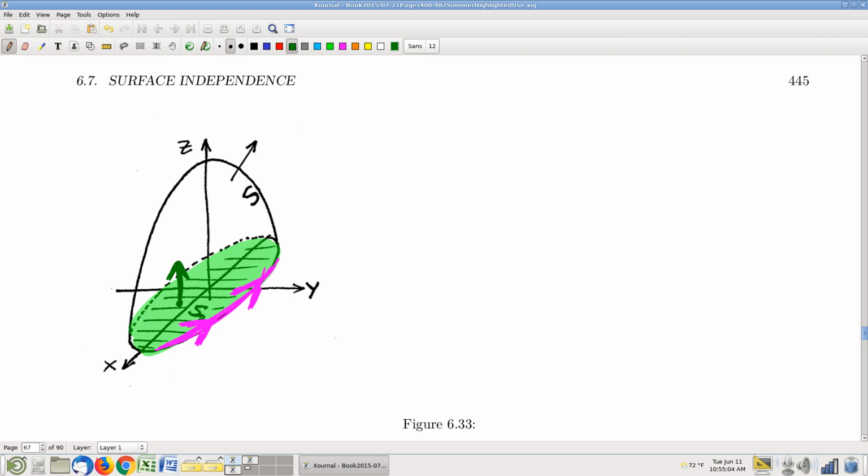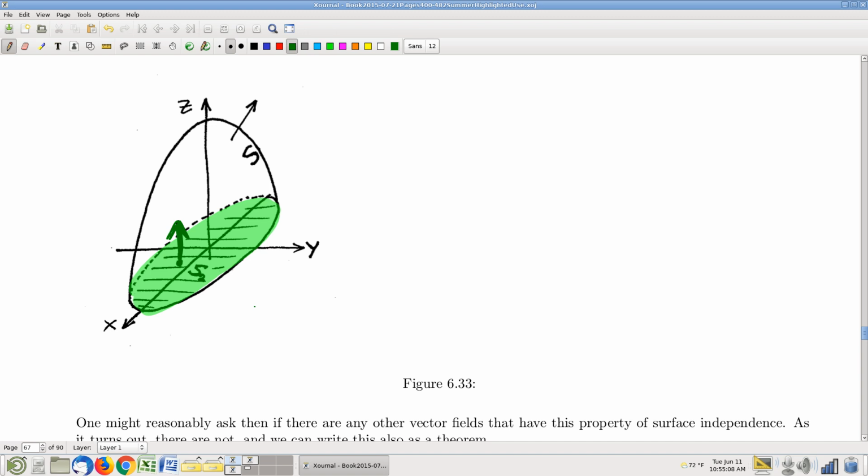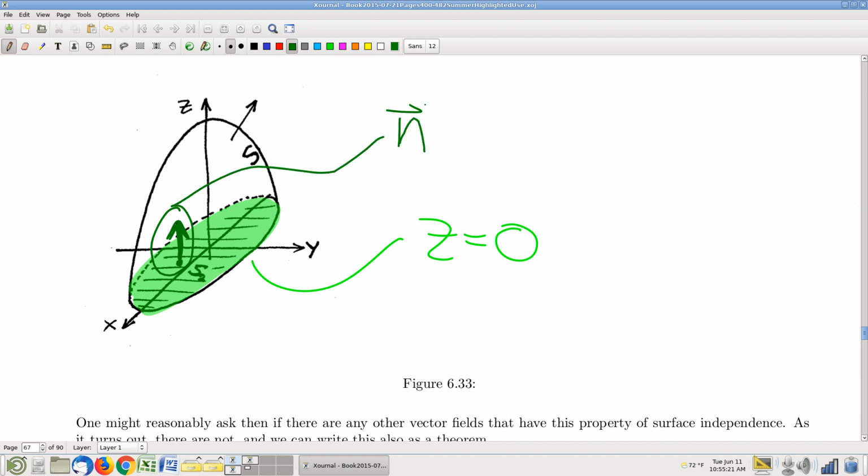Okay, so we've got our new surface. Here it is. New surface. Z equals 0, by the way. So this is easy to parameterize, and easy to see what the normal vector is. The normal vector is clearly 0, 0, 1. So life is good.